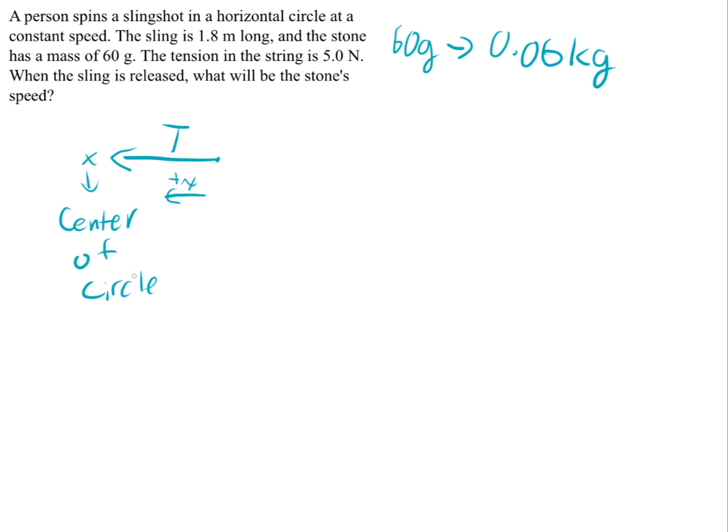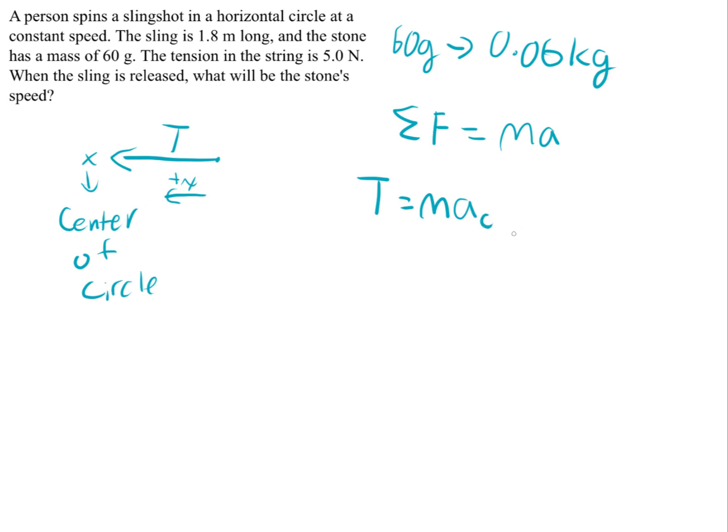So we can simply use Newton's second law that says that the net force, or the summation of all of the forces, is equal to the mass times acceleration. This time, tension is the only force acting in the radial direction. So we're just going to say that the tension force is equal to the stone's mass times the acceleration towards the center of the circle.